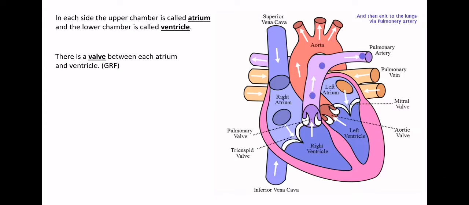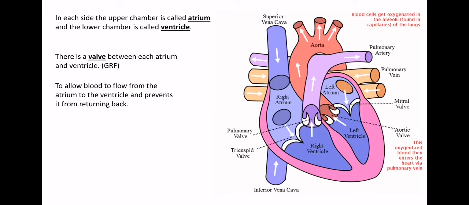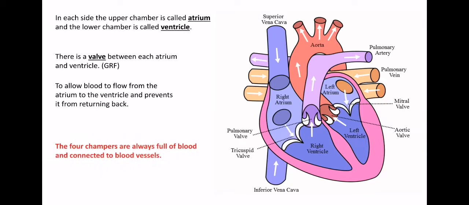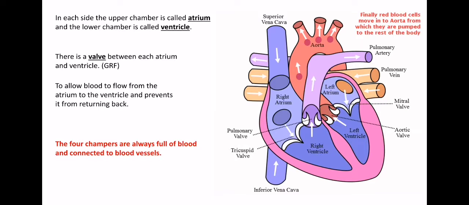This valve makes what? It allows blood to flow from the atrium to the ventricle and prevents it from returning back again. Again, the valve allows blood to flow from atrium to ventricle and not return back again. And the 4 chambers are always full of blood and connected to the blood vessels.